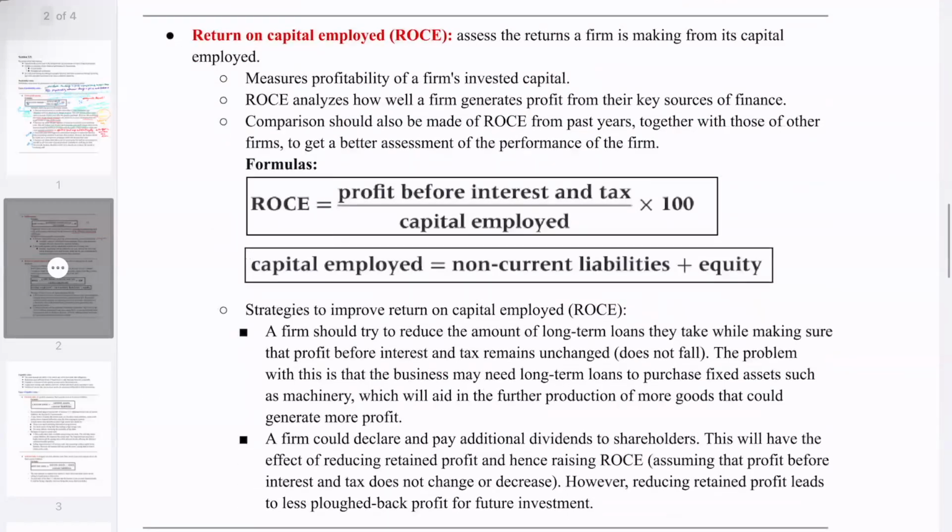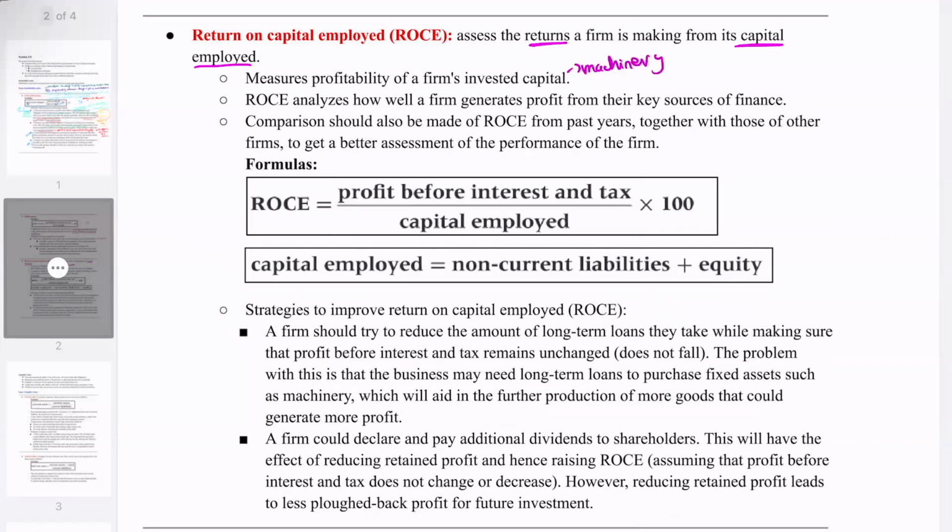Now for return on capital employed. So basically ROCE. What does it do? It assesses the return a firm is making from its capital employed. It measures the profitability of a firm's invested capital. So how much money they make from their invested capital, for example, machinery.